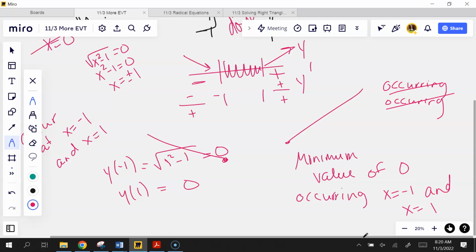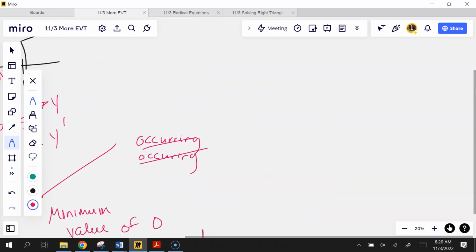And also realize, because these are radicals, they also have domain restrictions too. So you do have some endpoints here as well. All right, let's look at 25.